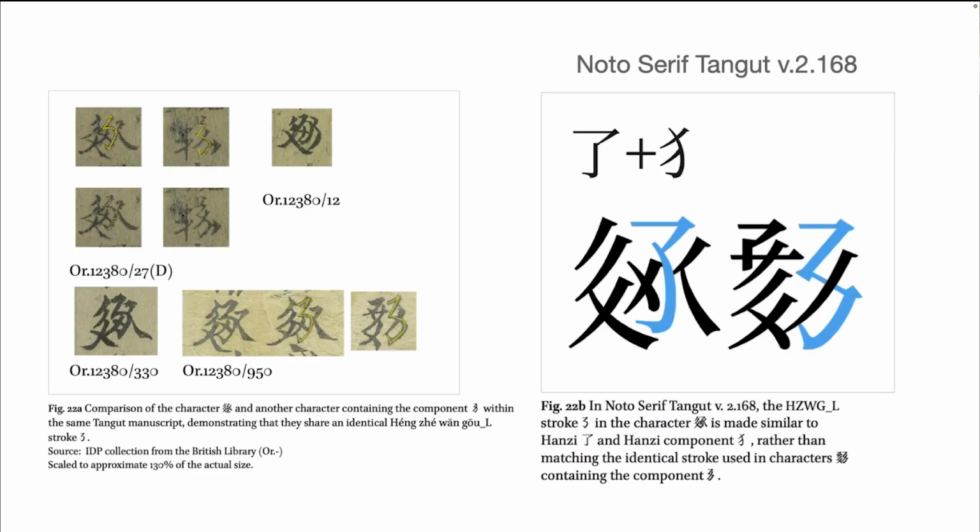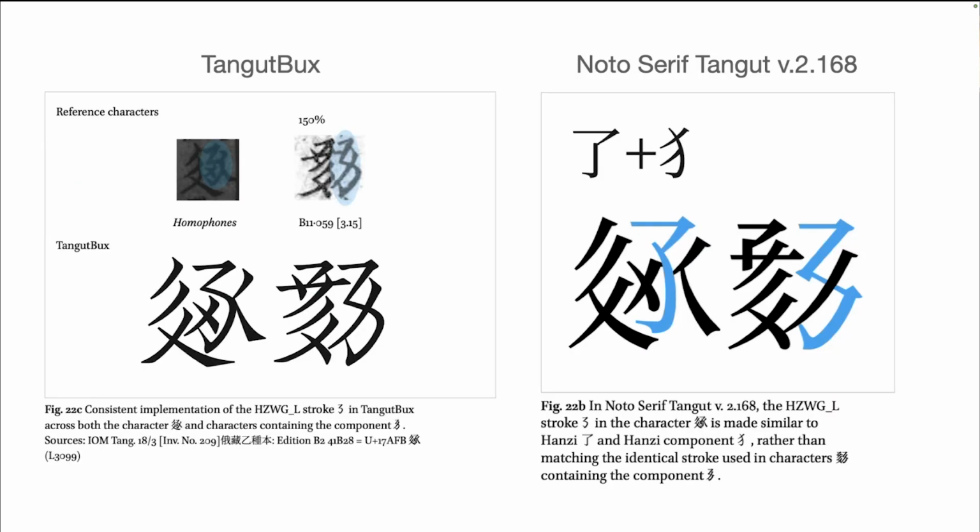Also, I have a new finding on this stroke. In the redesigned Noto Serif Tangut, we identified the highlighted blue strokes as different strokes and combined two Chinese component-like strokes together to make the Tangut version. But in my PhD research, I found these two strokes are actually the same one. And then in Tangut Books, I redesigned it. Learning from Hanzi is not wrong, but we need to be very careful.